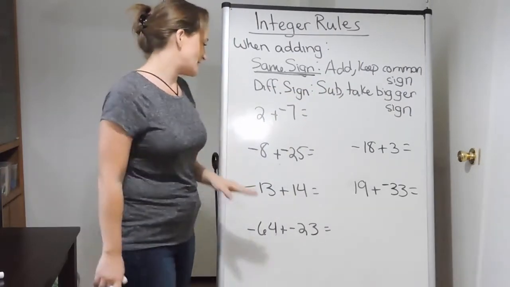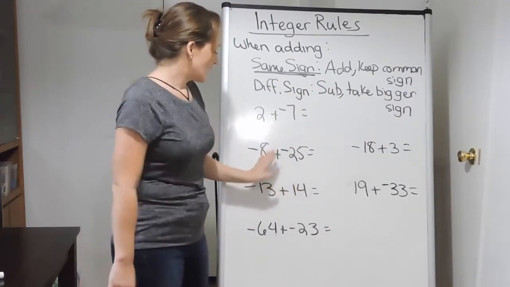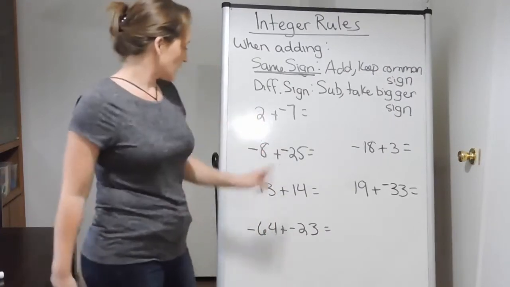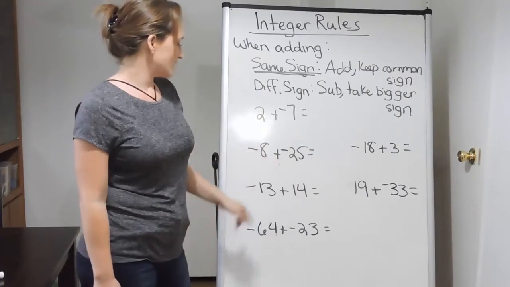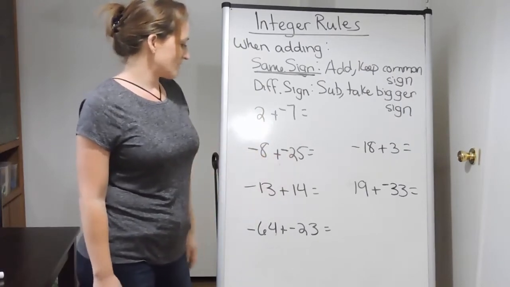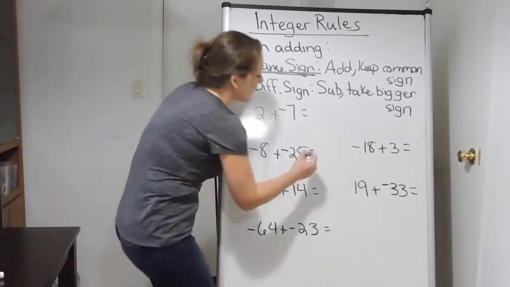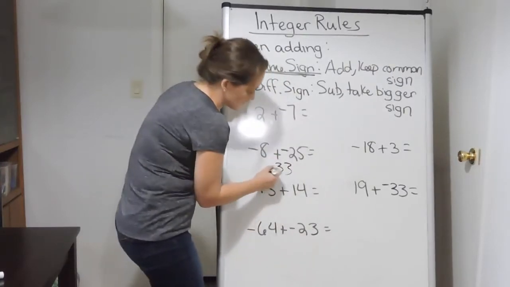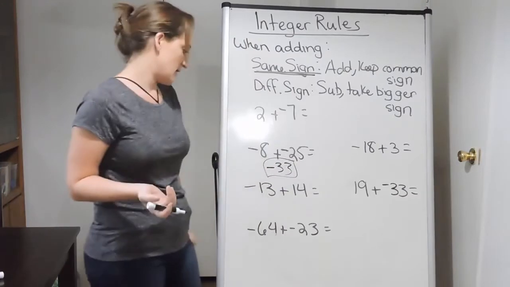So the ones that have the same sign, like right over here, negative 8 plus negative 25. Same sign, so add the numbers. 8 plus 25, well, 8 plus 25 is 33, right? And keep the common sign. They're both negative, so your answer is going to be negative, right?